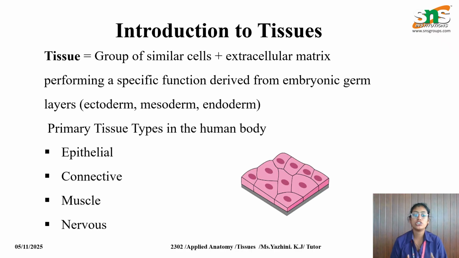First of all, what is a tissue? A tissue is a group of similar cells plus extracellular matrix performing specific functions, derived from the embryonic germ layers. Primarily, the human body has epithelial, muscular, connective and nervous types of tissues. Let's see each one of them in detail.